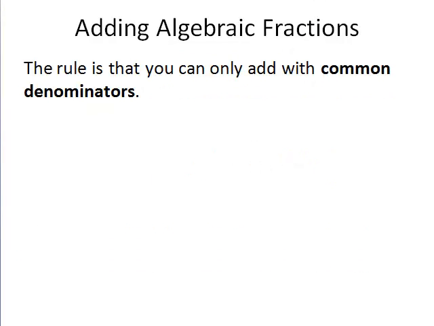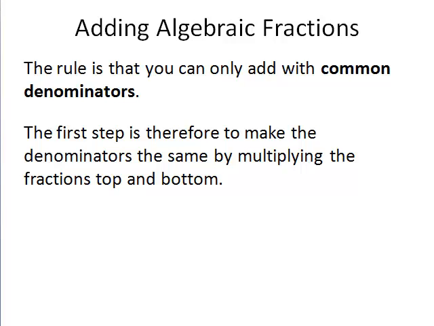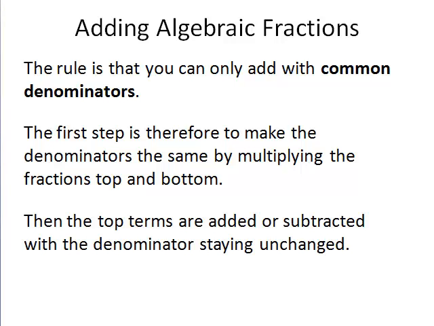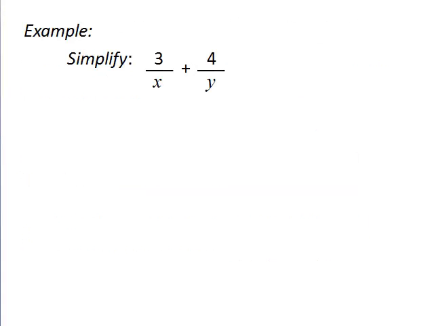And the rule, just as it is with numbers, is that you can only add with a common denominator. The bottom line has to be the same on both cases, and therefore we have to multiply one or other fraction to make the denominators the same. And once we've done that, we leave that denominator and we add or subtract the top lines, and that's our answer. I'm going to do some because it's probably easier to see than to read about.